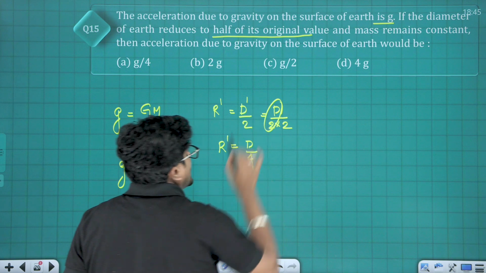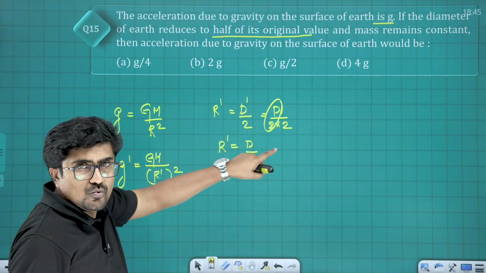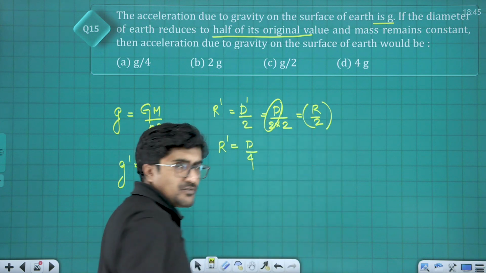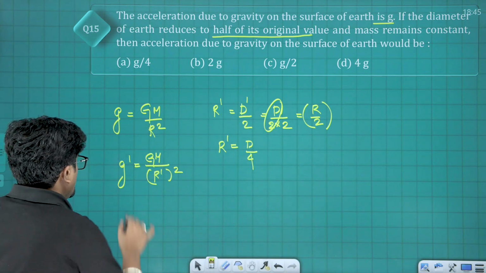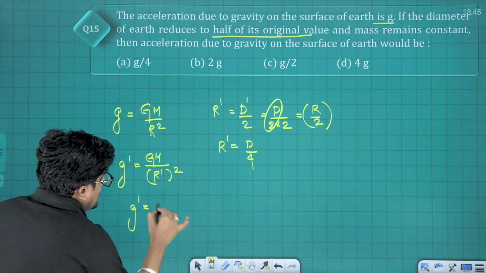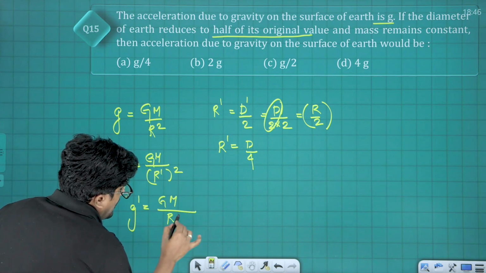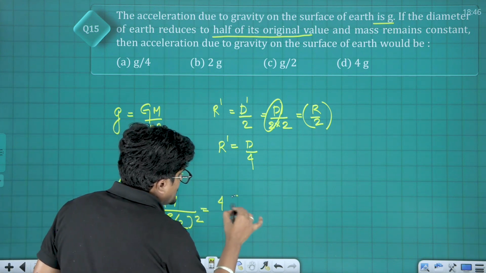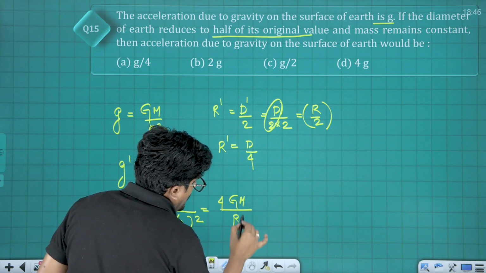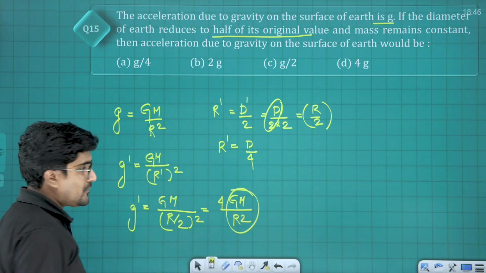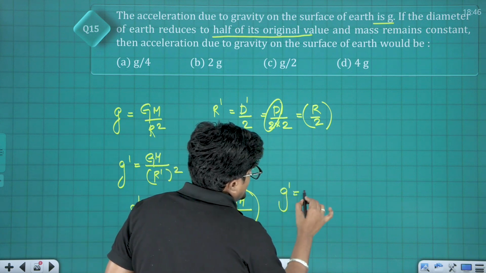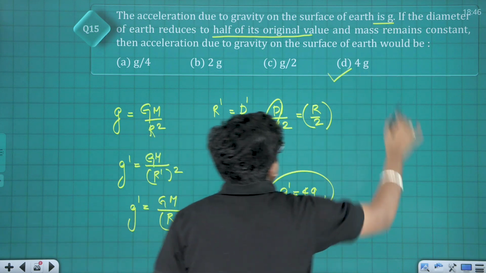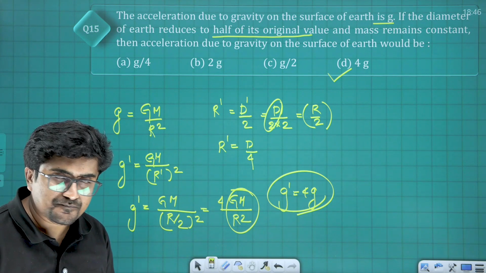Now you tell me one thing. In other words, what is this? D by 2 was R, so basically it is R by 2. Isn't it? Now g dash is G capital M upon R by 2 the all square, that is 4 times GM upon R square. This is g, which means g dash needs to be 4 times g. Alright, that means option D must be the correct answer.